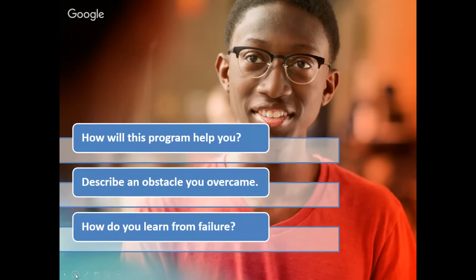These are some real examples. So the question could be, how will this program help you? Describe an obstacle you overcame. How do you learn from failure? Again, very similar to essay questions, personal statement questions, but it's different when you're answering them verbally face to face in an interview, and it's good to practice that.